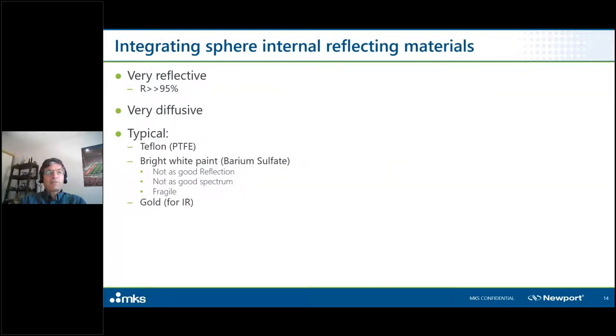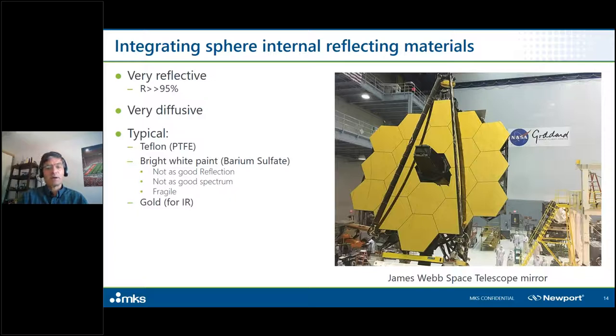Just to give you an idea of typical materials, they have to be very reflective, greater than 95% reflectance, and very diffusive to further scatter the light around the sphere. A typical material, and this is fairly common, is Teflon, typically known as PTFE. You can use white paint, it's just usually not the preferred way of doing it. It has been done. For IR, the material is typically gold, coating the inside of the sphere with gold, which is a common IR reflector.